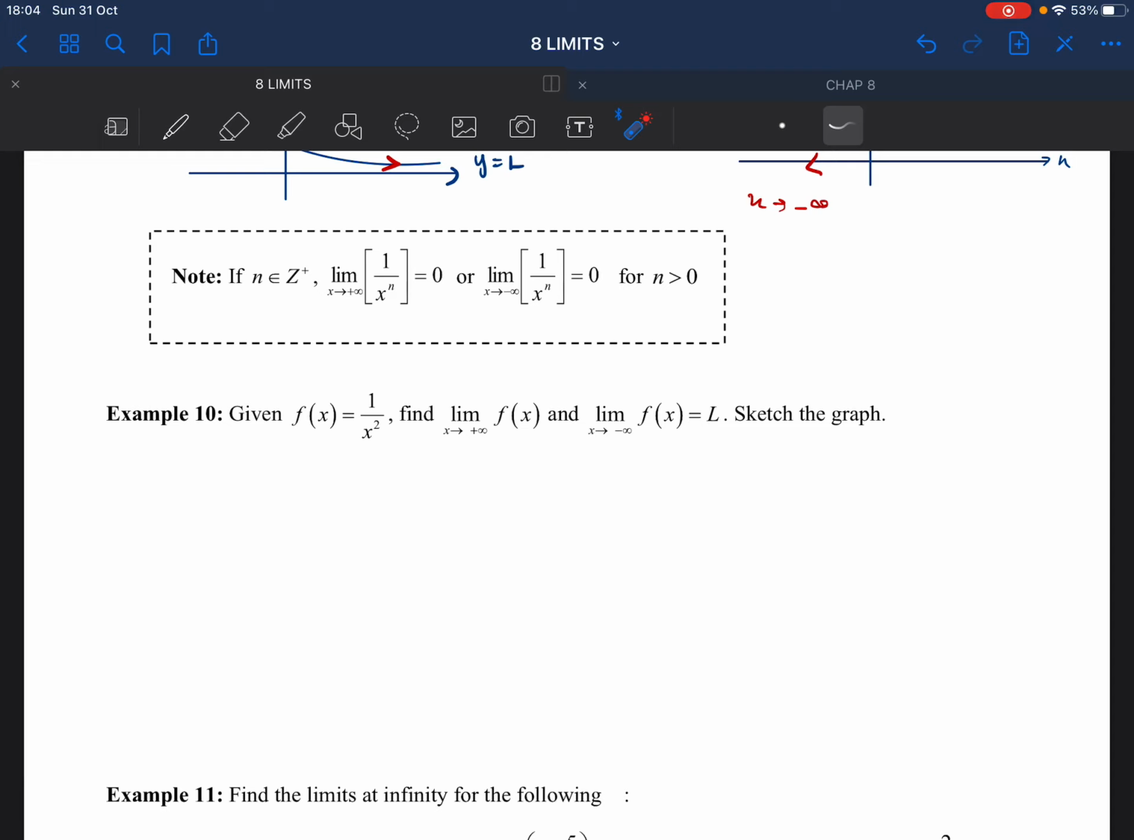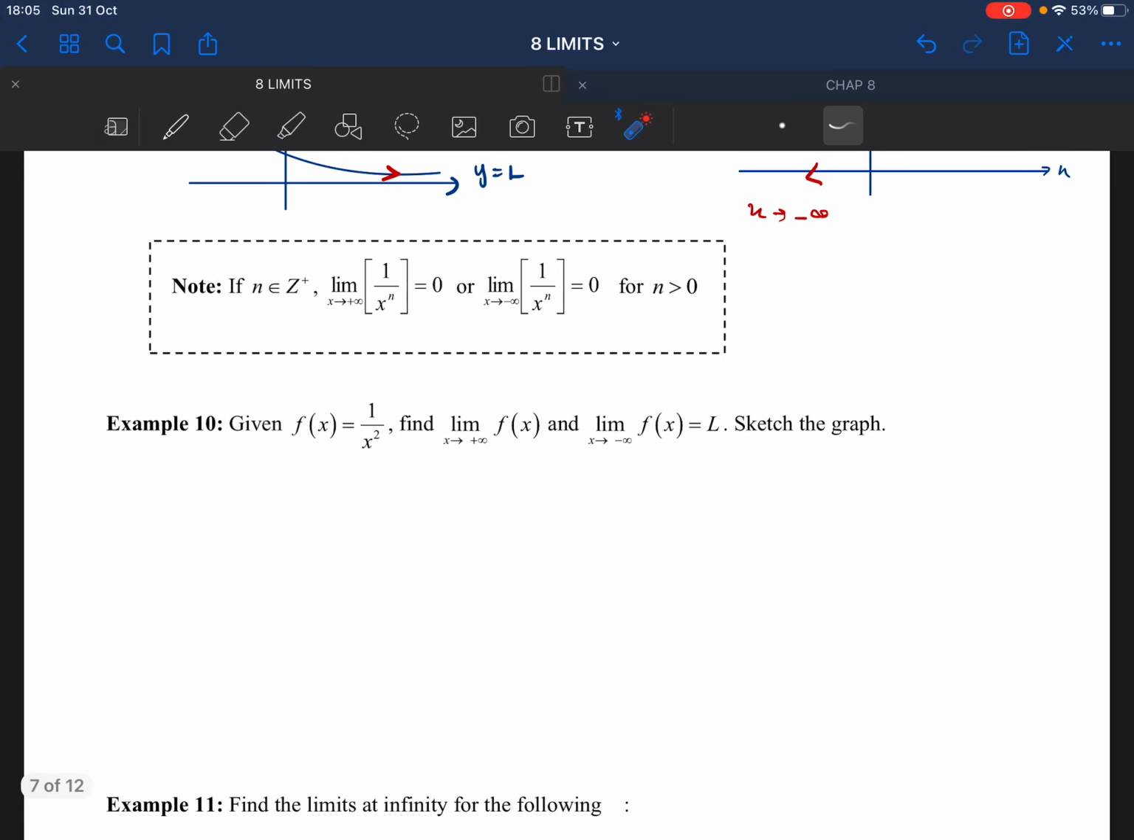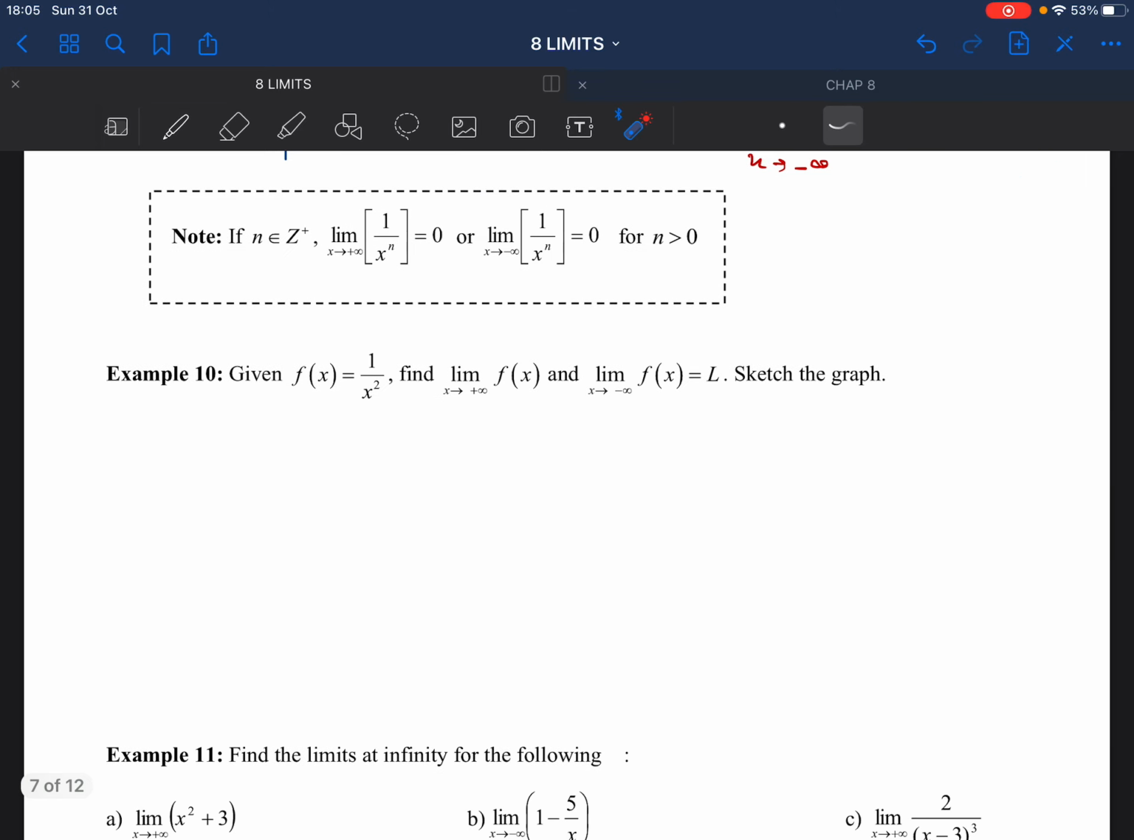As stated here, we have limit 1 over x to the power of n, a constant, when x approaches positive infinity, and we are going to get 0. When we have 1 over x to the power of n when x approaches negative infinity, we also get 0. So let's see example 10. We have a function f(x) equals 1 over x squared. The question asks to find the limit at positive infinity and negative infinity.